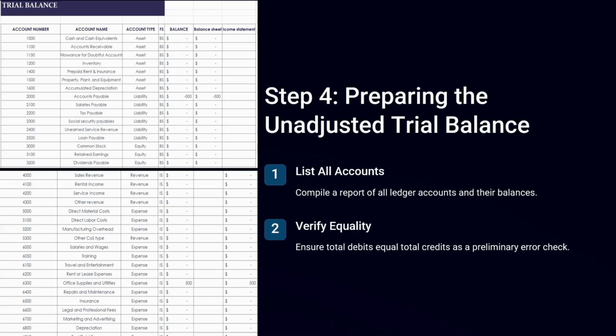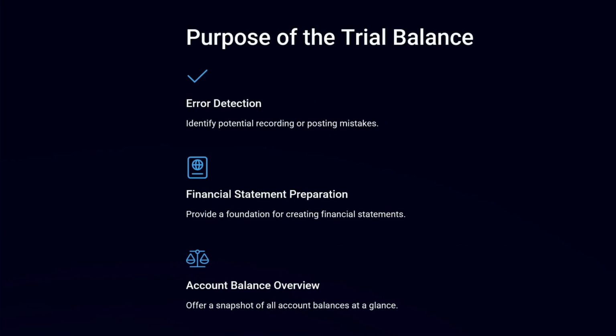So we make a check to make sure that total debit equals the total credit as a preliminary error check. The purpose of the trial balance is to identify any potential recording or posting mistakes, because in accounting sometimes we make mistakes. Now we have financial statement preparation, where the trial balance helps to prepare the financial statements, because to prepare the financial statements we get the data from the trial balance.